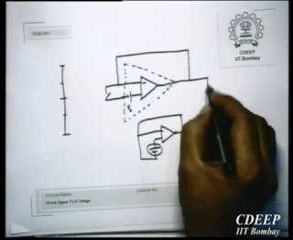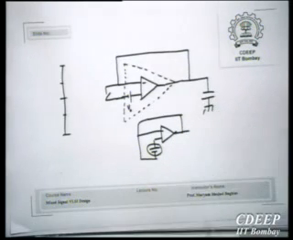Okay? This can be stored on a capacitor now. And this voltage then, with some switching mechanism, which we don't know right now, can be subtracted from the input every time because of this offset.